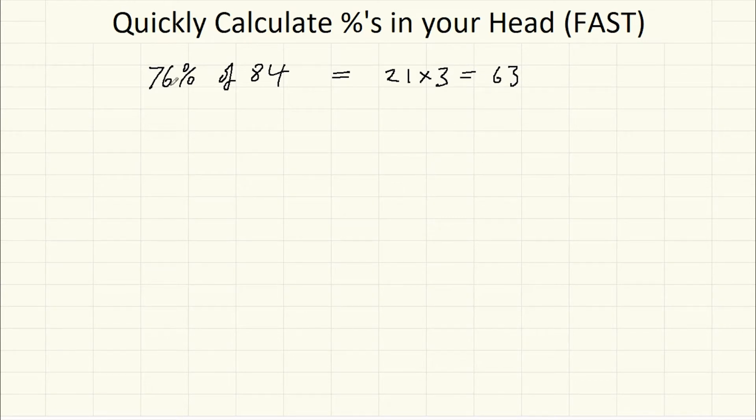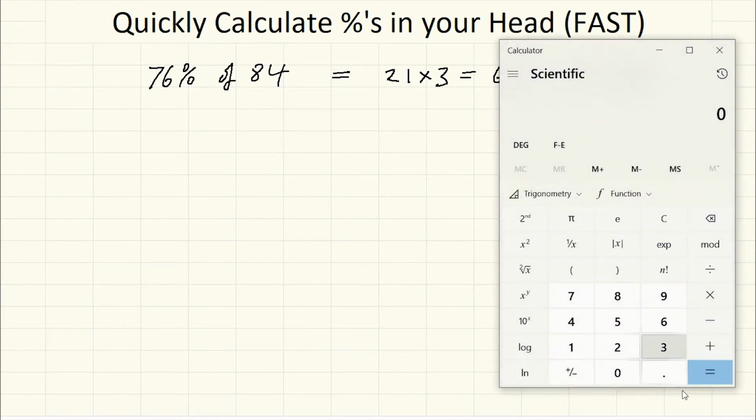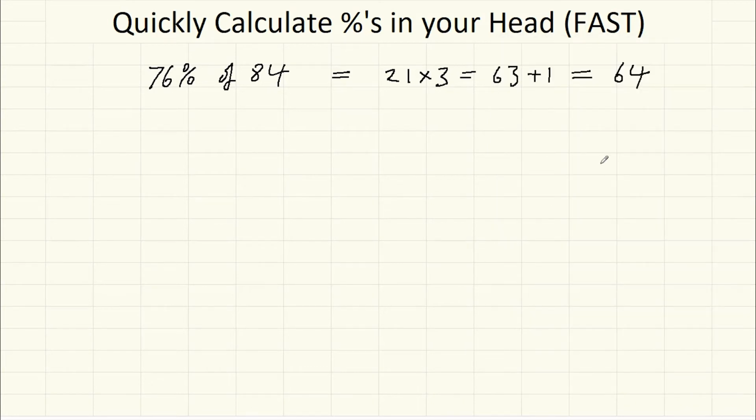But this is a little bit more than 3/4, so we can probably add a little bit more on. So let's add on, what do you think? It's only a little bit more. We'll add on just 1. So we'll approximate that at 64. Let's see how close we were. 76%, that's 0.76, times 84. The real answer was 63.84. Well, I think we were pretty close there.